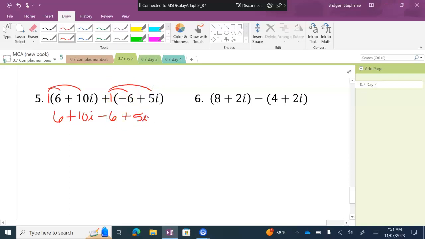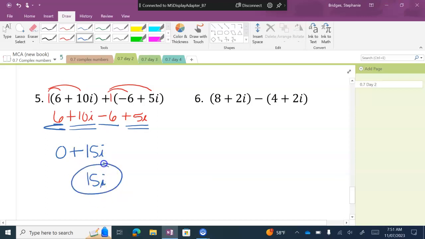And then when I combine my parts, what is a positive 6? Positive 6 and negative 6 give me? 0. They cancel out. I don't have to write 0, but I could if I wanted to. And then a positive 10i and a positive 5i give me a positive 15i. So if you wanted, you could put 0 plus 15i, but you can also just write it as 15i.